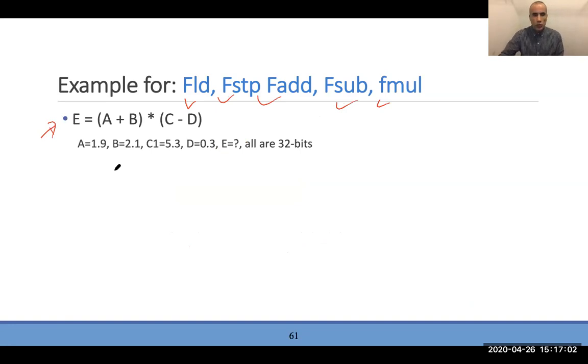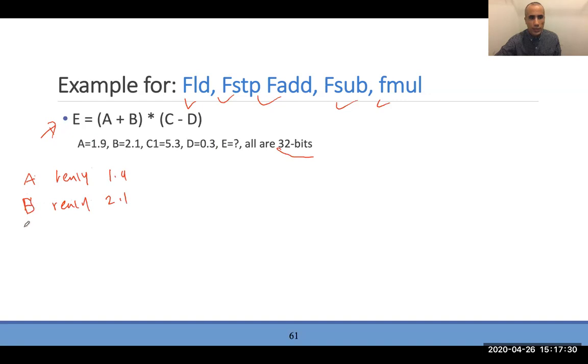So what we need to do first. The data are 32-bit. If it's 32-bit, then we need to declare what? Real 4, right? So we're going to have real 4 of what? It's A. So A is going to be real 4, and it's going to be 1.9. And B is going to be real 4, and then it's going to be 2.1.